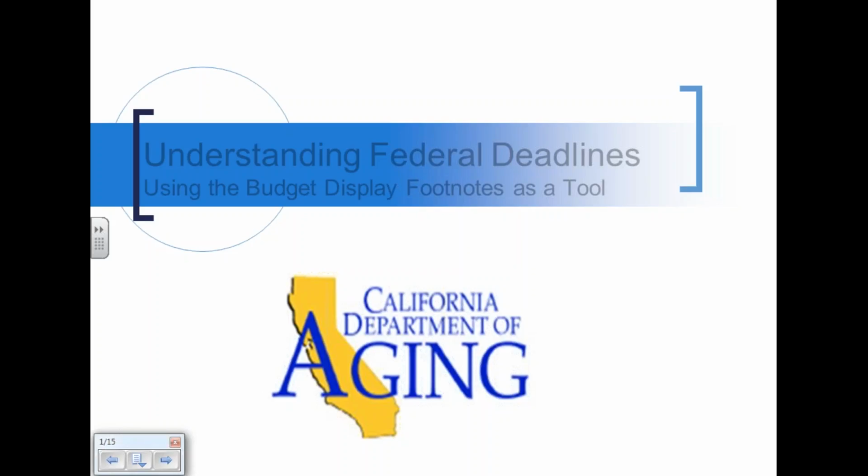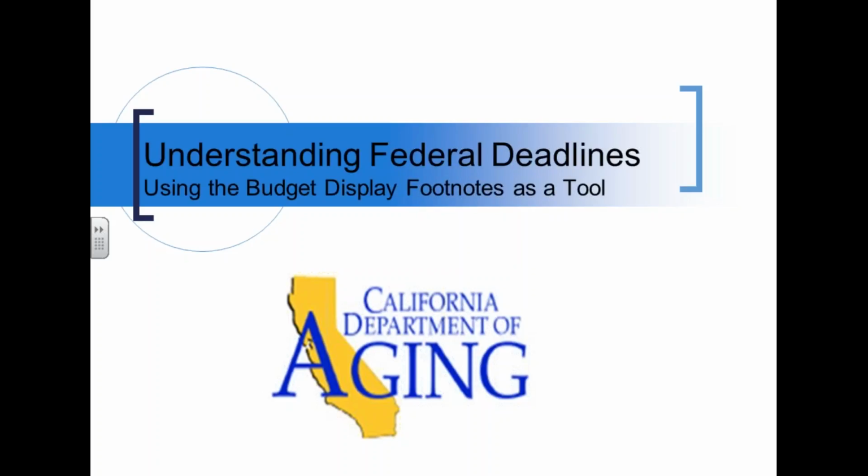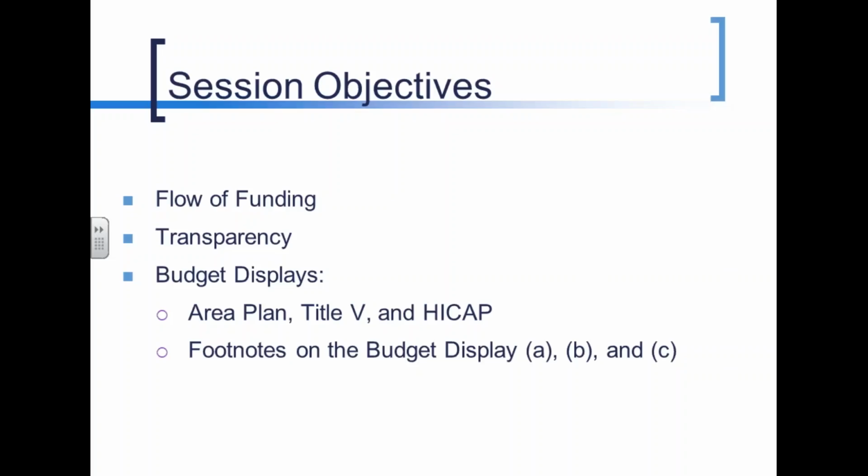Thank you. Welcome, everyone. So let's talk about our objectives for this webinar. What we're going to be doing during this webinar, and this is slide 1, is discussing where the funding comes from. So the flow of funding, and who generates that, and how your contracts come together, and where that original fund source is.